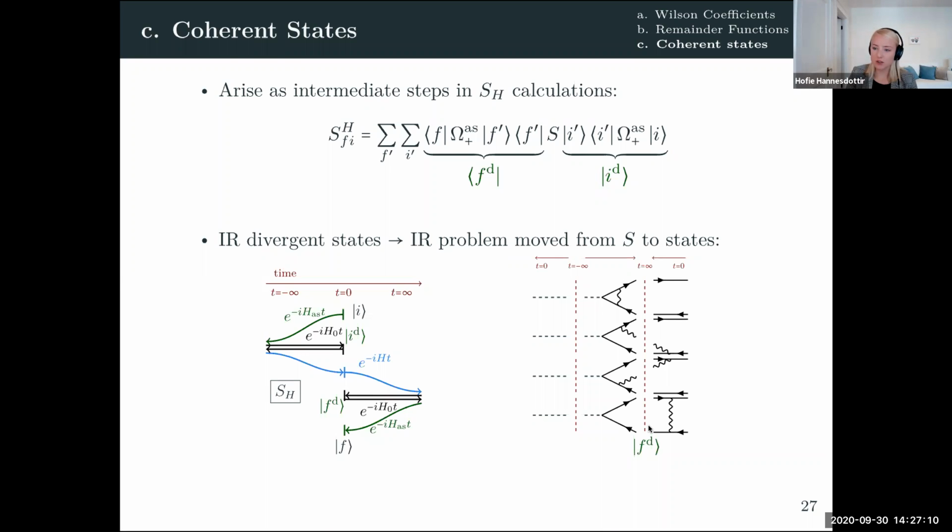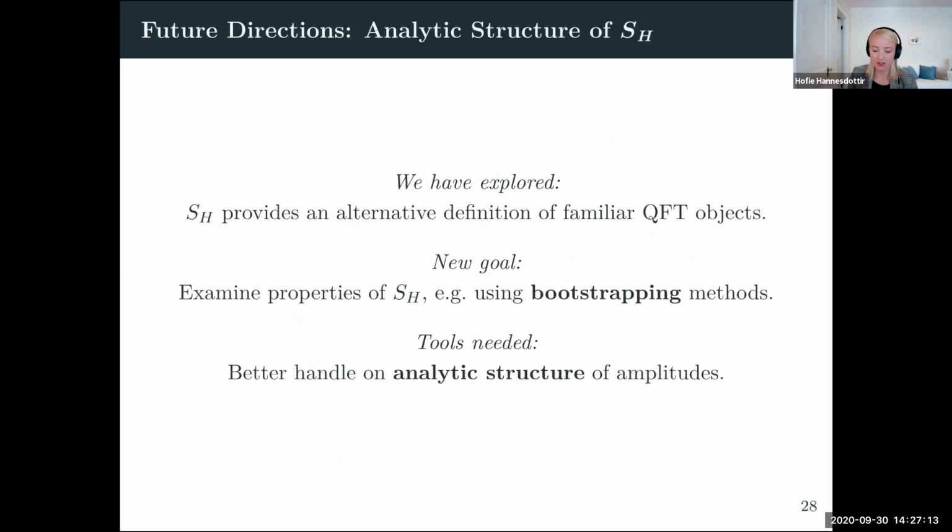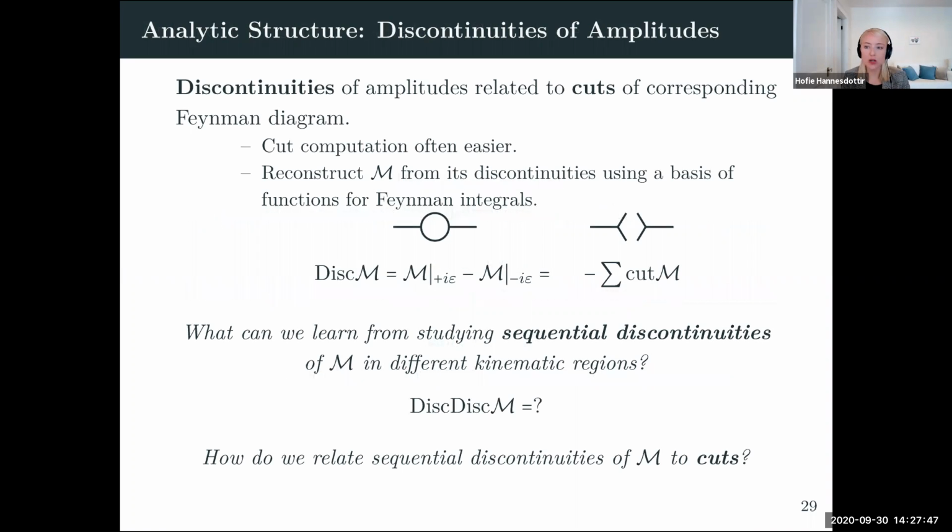Okay, I guess we're almost out of time because of many great questions. Let me mention extremely briefly the new work that we've been doing. As I told you, we have this alternative definition of familiar objects. And what we were interested in was to use, for example, bootstrapping methods and constraints to examine the properties of the hard S matrix. And we realized that we needed a better handle on the analytic structure of amplitudes. So we started looking into generalizing the cutting rules.